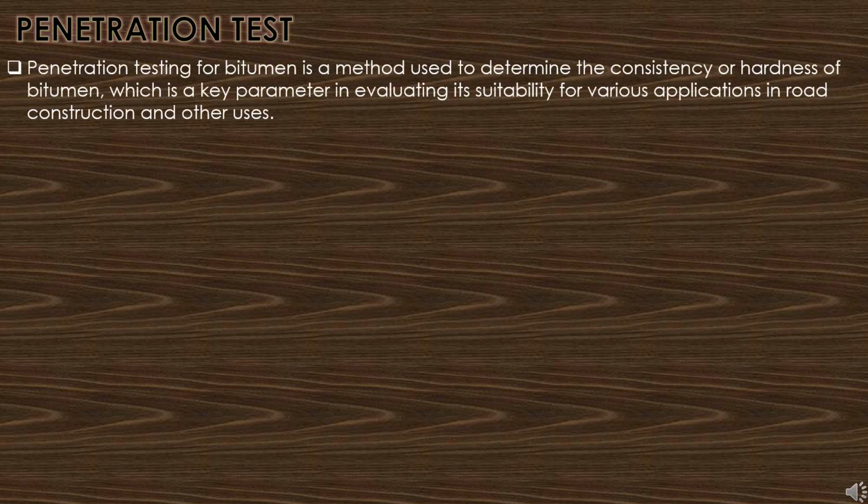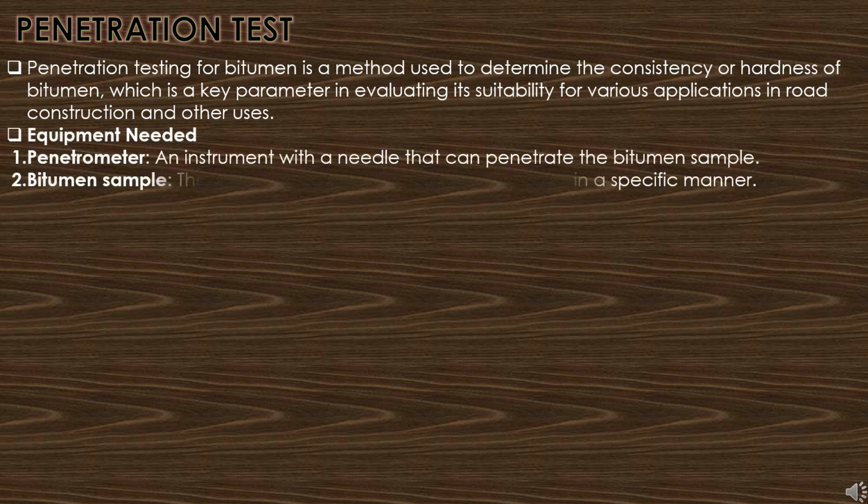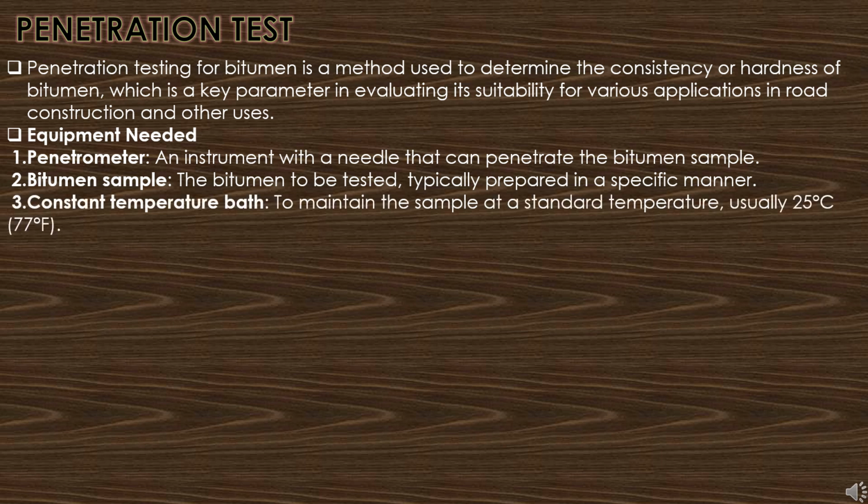Penetration test. The penetration test for bitumen is the method used to determine the consistency or hardness of the bitumen, which is a key parameter in evaluating its stability for various applications in road construction. The equipment needed are a penetrometer, a bitumen sample, and a constant temperature bath. The penetrometer is an instrument which contains a needle that can penetrate the bitumen sample.